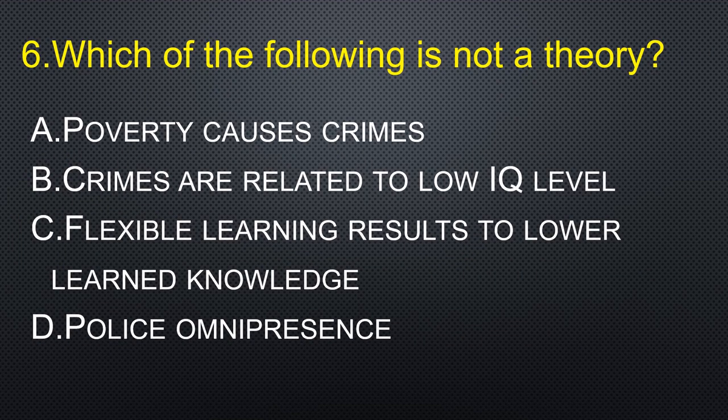Okay, so which of the following is not a theory? Which of the following is not a theory? Poverty causes crimes. Crimes are related to low IQ level. Flexible learning results to lower learned knowledge. And you have police omnipresence. Okay. So, ganito yan. Para malaman mo yung sagot, puntahan mo yung definition ng theory.